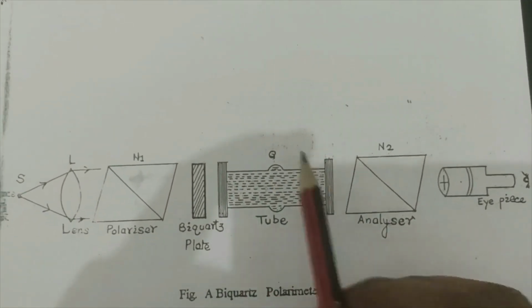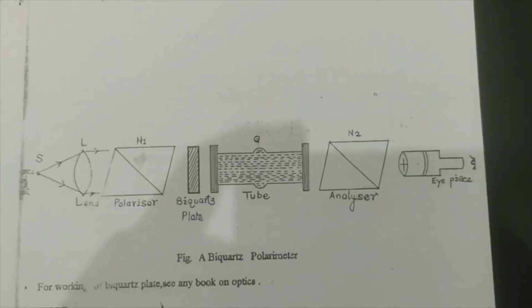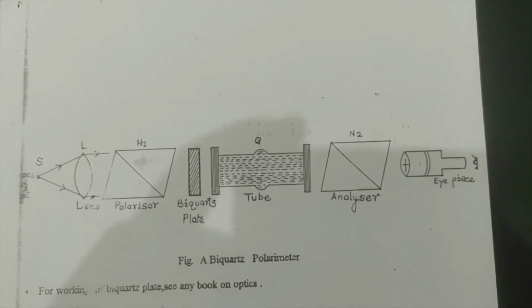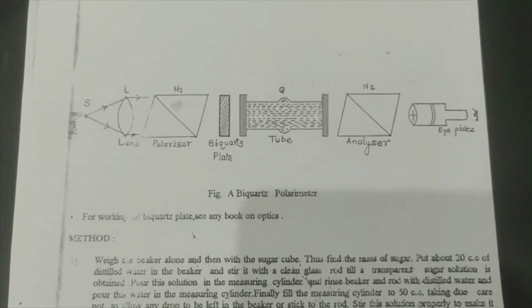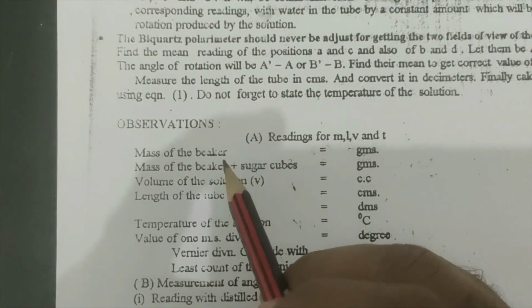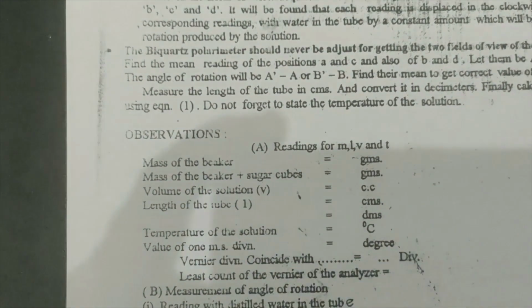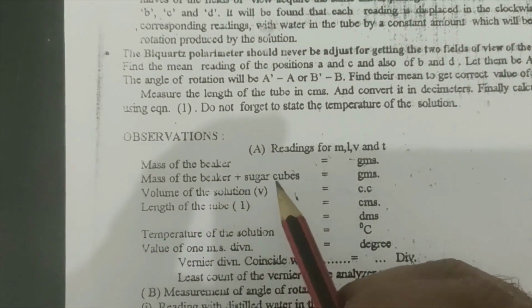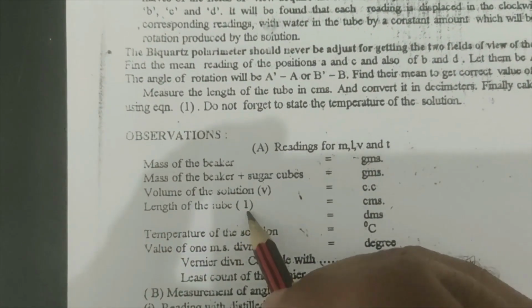We just have to put this tube in the Biquartz Polarimeter. So let's try to find the observation table. In the observation table, first we have to know the mass of the beaker, in which we are getting our water, the mass of the beaker with the sugar cube, and the volume of the solution that we are going to take.